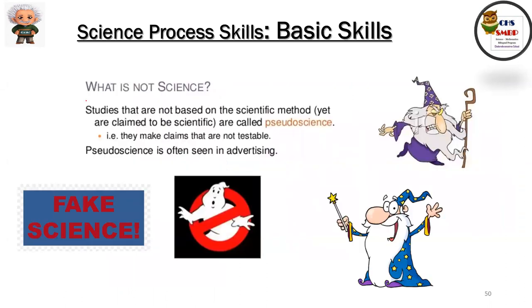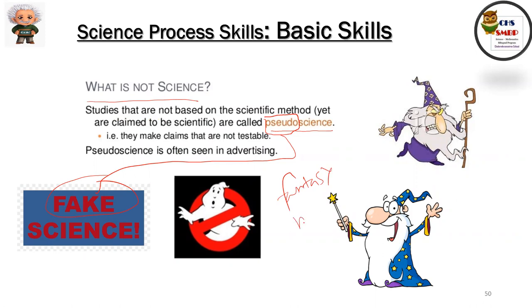And then what is not science? Studies that are not based on the scientific method are called pseudoscience. What is pseudo? Pseudo means fake. Fake science. So we can have some fantasy movies, right? We can see some fantasy movies and sci-fi movies sometimes. Those are not following the scientific method, so those will be pseudoscience. So pseudoscience is often seen in advertising.